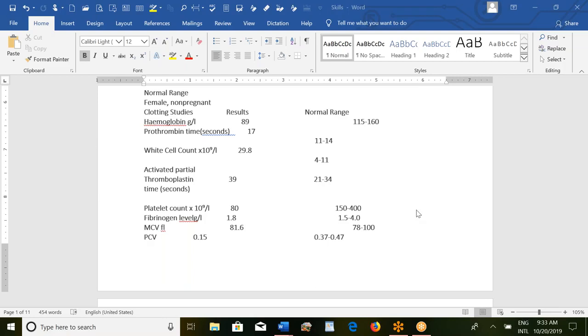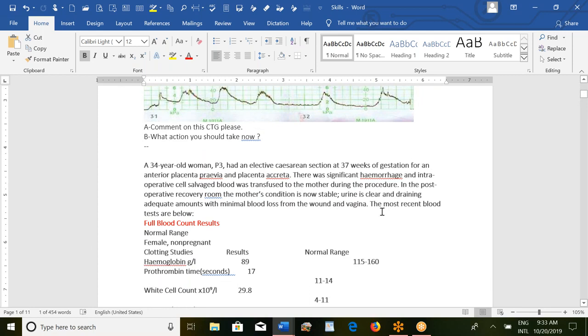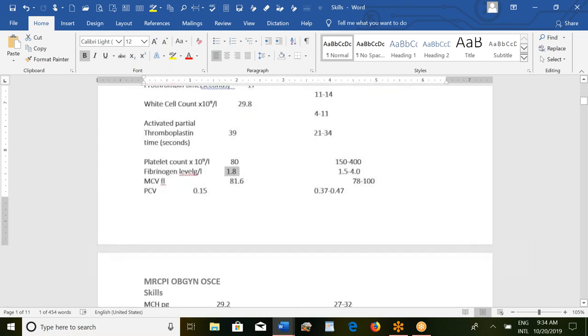So do you think she needs fresh frozen plasma? Fresh frozen plasma, and need to build up the hemoglobin. I think that will help her to reduce the little trickle of bleeding. But platelets need not be given, because she doesn't meet the criteria for transfusion. And fibrinogen level should be kept above 2 grams. They are giving 1.5 as the reference range, but the recommended one is 2. So we need to give her fresh frozen plasma. Anyhow, her urine is clear and everything is fine, but she had significant hemorrhage. So maybe the DIC is setting in.